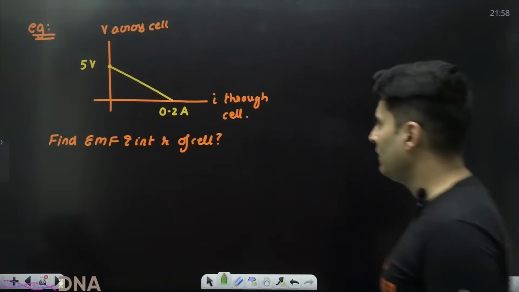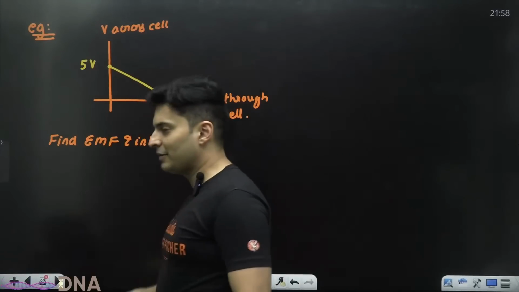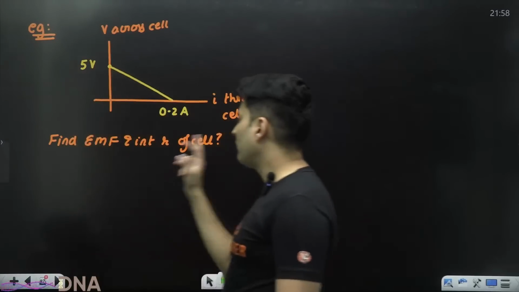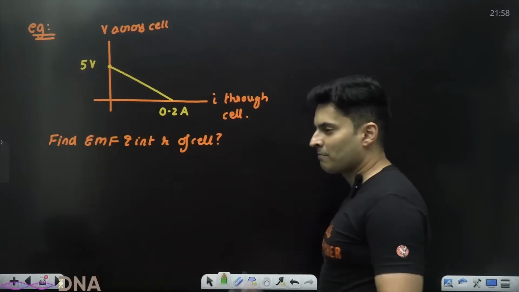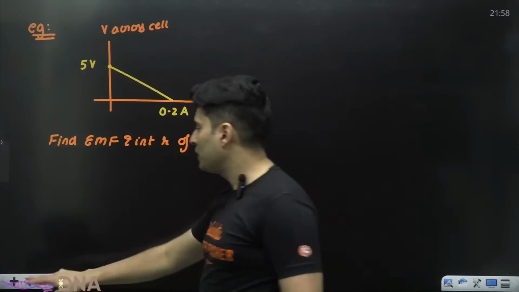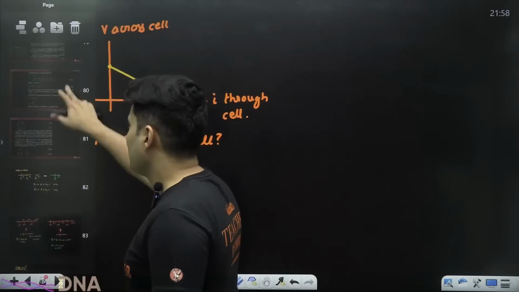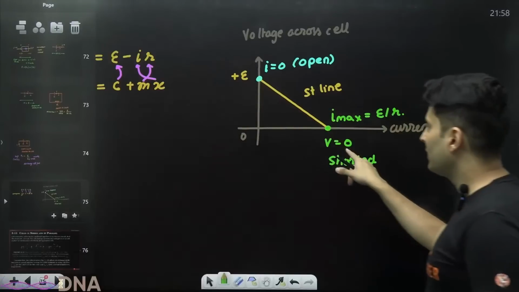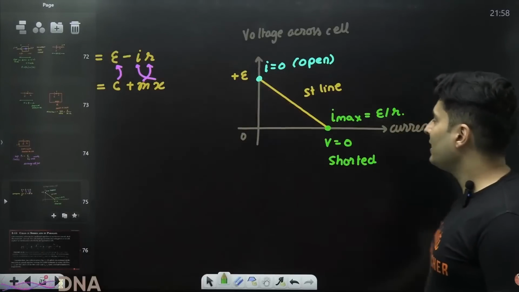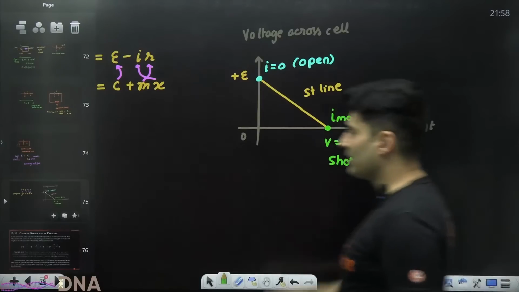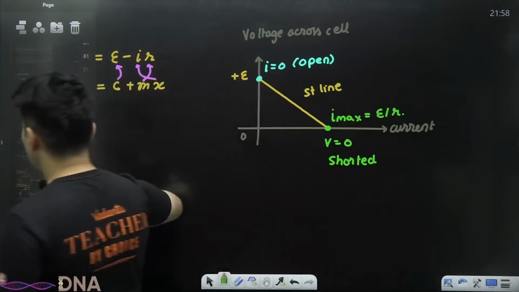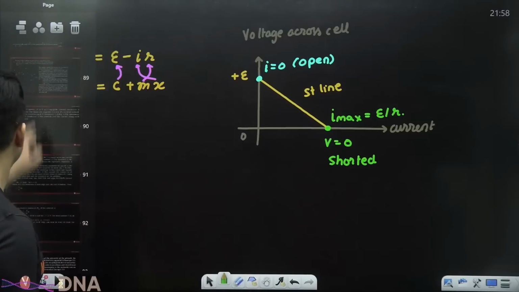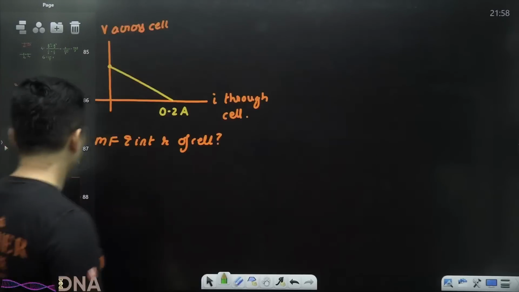It's not difficult. This graph is something which I had given to you. I'm pretty sure you will be able to do it. EMF and internal resistance. Just remember, just some time back I had shown you this particular graph. Where did I show it to you? Right over here. This point is E. This point is I max, which is E by R. And this was related to y equals mx plus c.